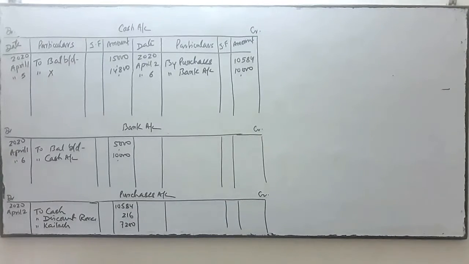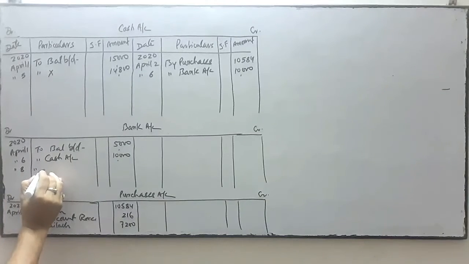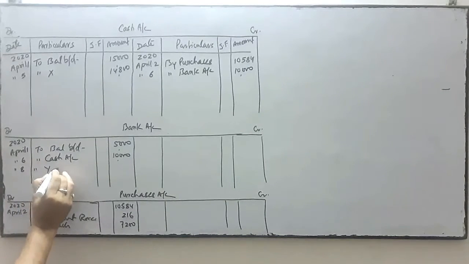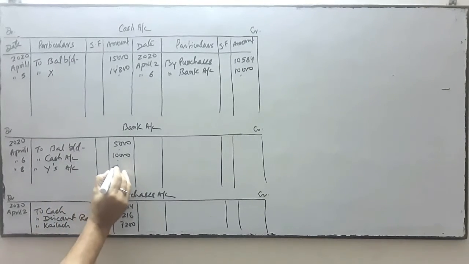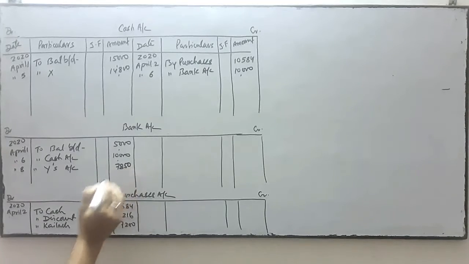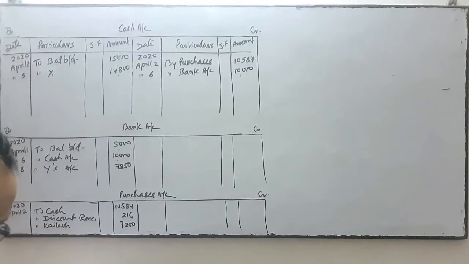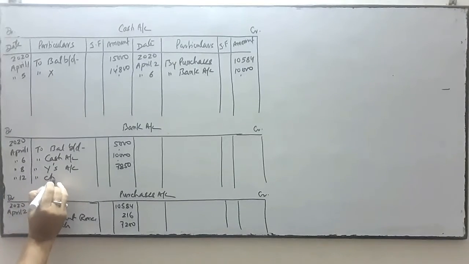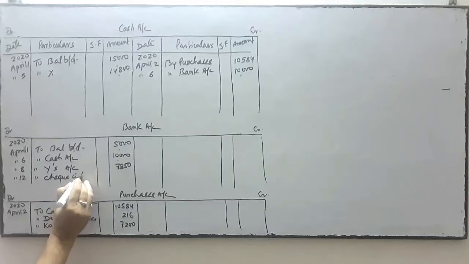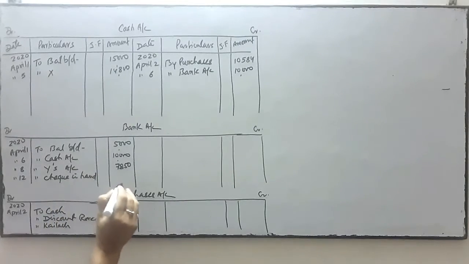Next is April 8, bank is on debit. So on the debit side, we have to write the opposite account, which is Y's account, and the bank amount is 7,850. We will write the amount of bank, not the amount of Y. Next is April 12, bank is again debit. So on the debit side we will write cheque in hand, the opposite side account name, 2,000.